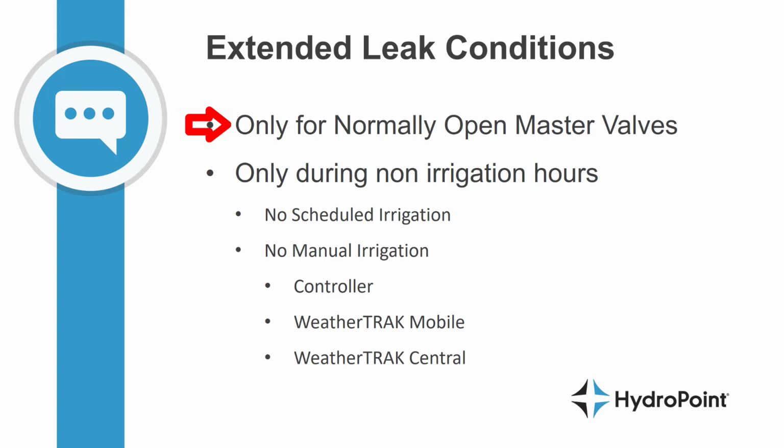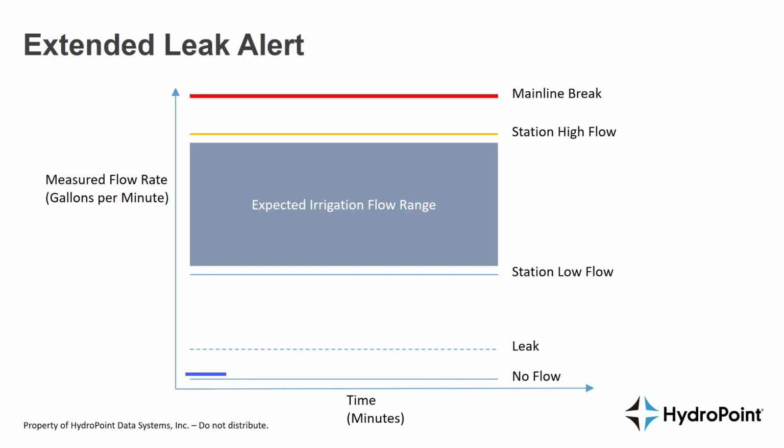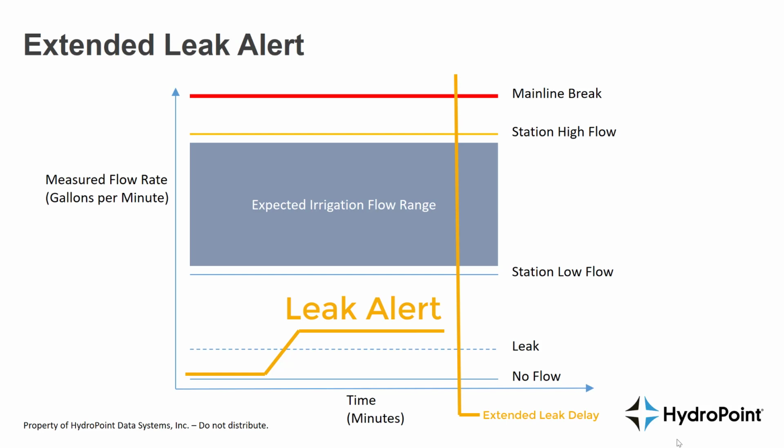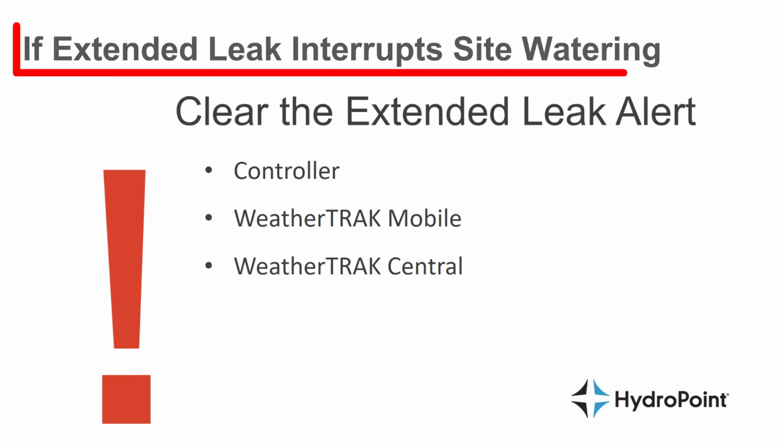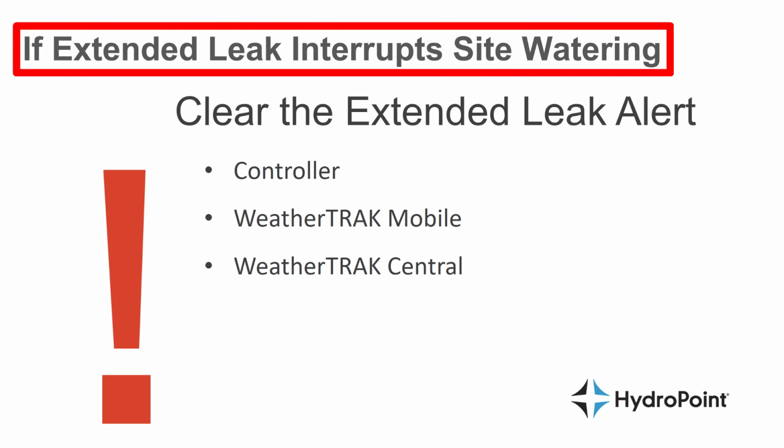and the extended leak alert will only happen during non-irrigation hours, meaning the controller doesn't know that any irrigation should be running either through a schedule or from manual irrigation started at the controller, at WeatherTrack Mobile, or at WeatherTrack Central. So the extended leak alert is raised when, during non-irrigation hours, the controller starts to measure flow beyond the leak threshold and creates a leak alert. At that time, WeatherTrack basically starts a timer. And when that leak alert surpasses the extended leak alert delay, the extended leak alert is raised and closes the normally open master valve.